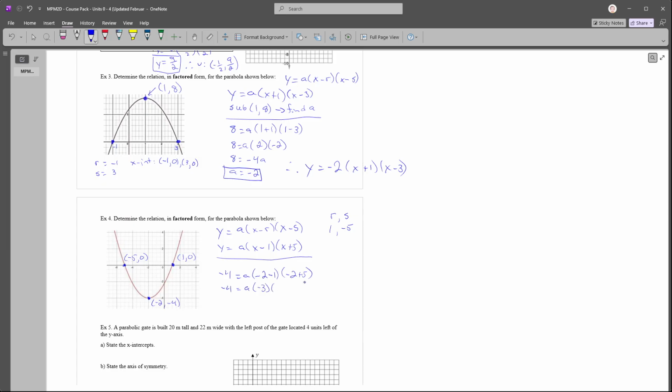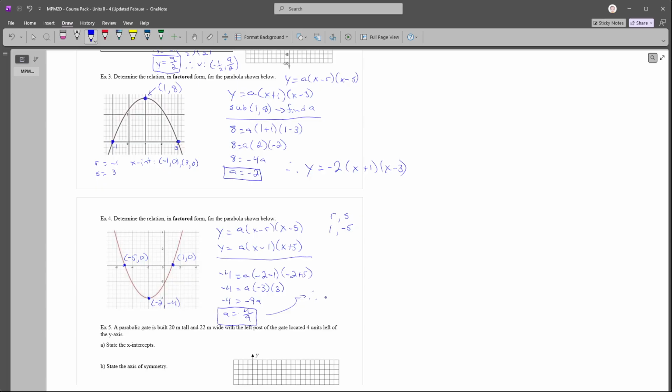Multiplied by negative 2 plus 5. That's going to give us positive 3. So that's going to give us negative 9. So negative 4 is equal to negative 9a. So that means a is going to be equal to 4 over 9. Not the nicest term in the world, but that doesn't mean it's wrong.